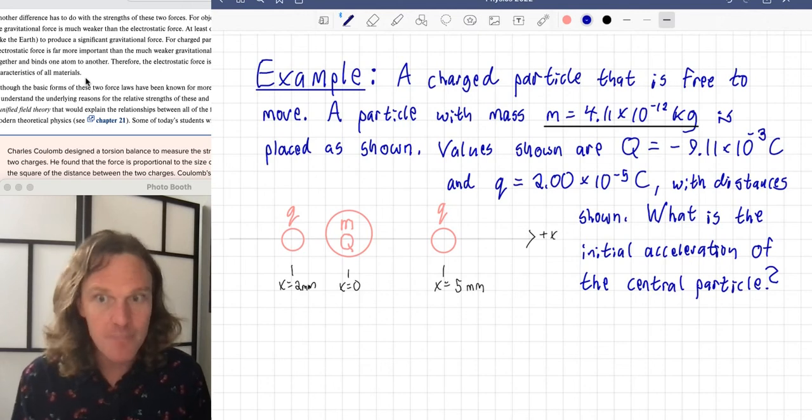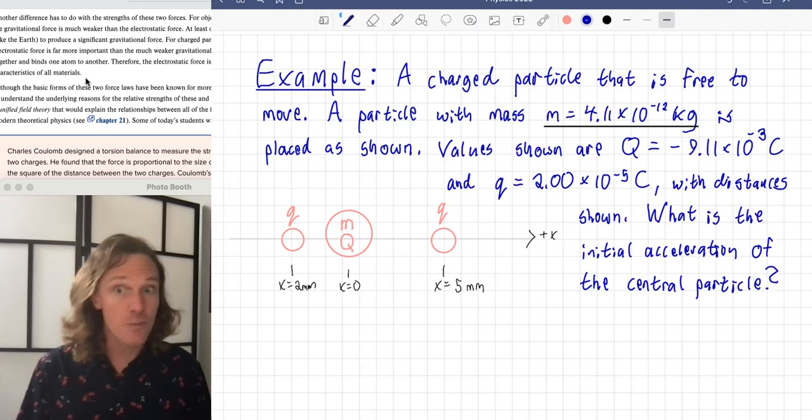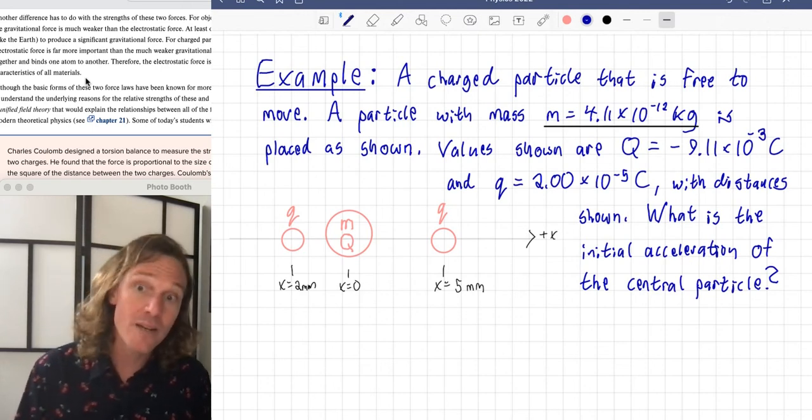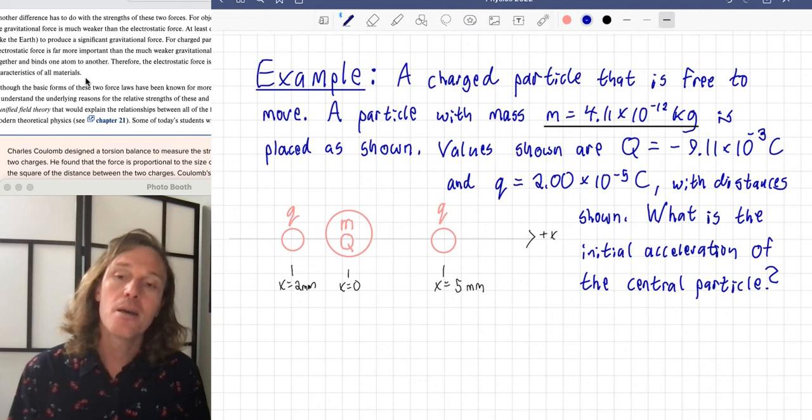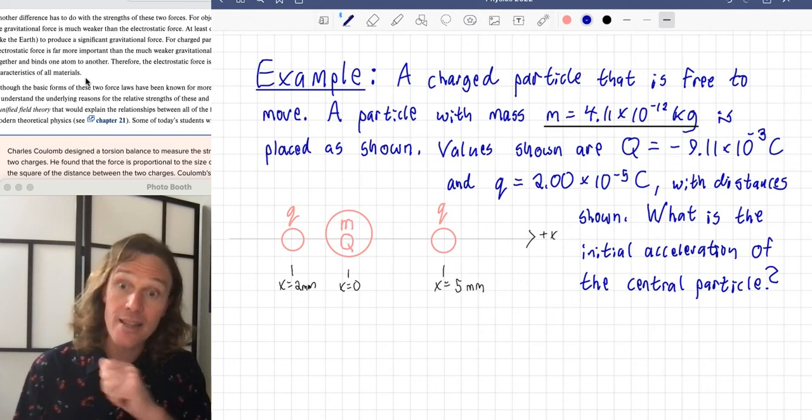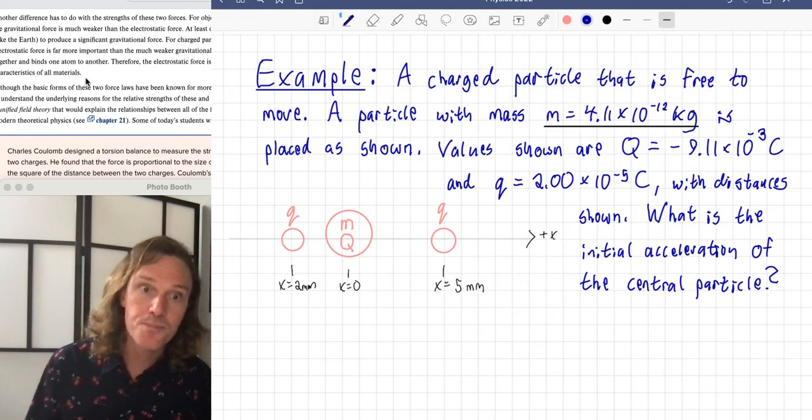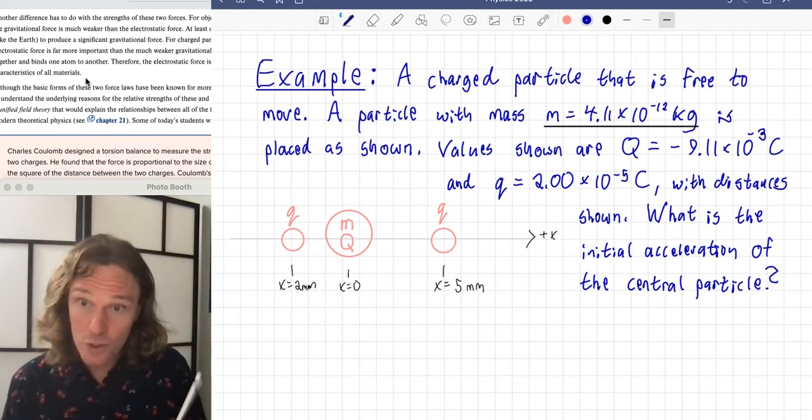Again, just a snapshot in time. If we wanted to find it later, we'd have to recalculate all the forces, okay? And the rate of change is very difficult to pin down. But we can find it. We can find that initial acceleration, okay? All right, so go ahead and do it.